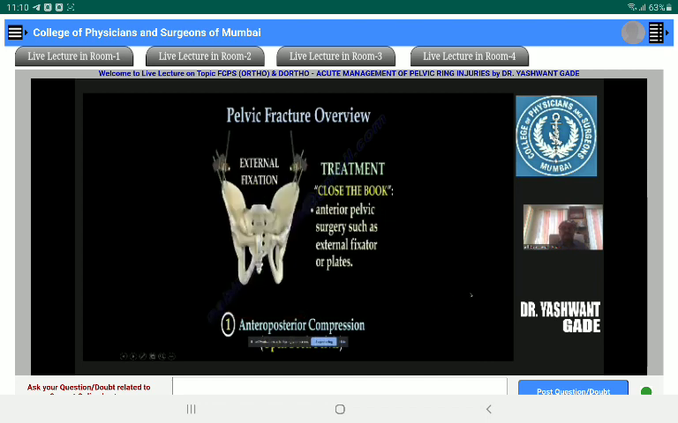Now again, how to close the book? By a surgical method. If you are not able to see the gap closing on an X-ray with a sling or pelvic belt, in that particular situation one must go for a surgical approach. Anterior pelvic surgery is done with an external fixator or a plate which is applied to the pubic symphysis. Here we can see that the external fixator pins are placed on the ilium and the gap is closed by compression with the clamps.